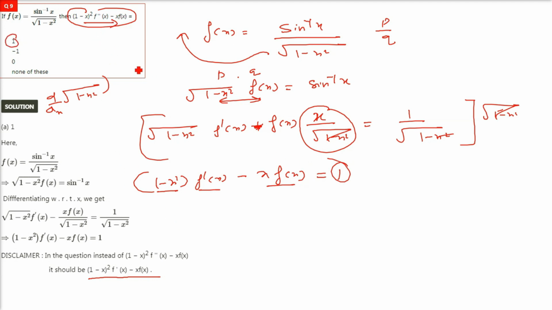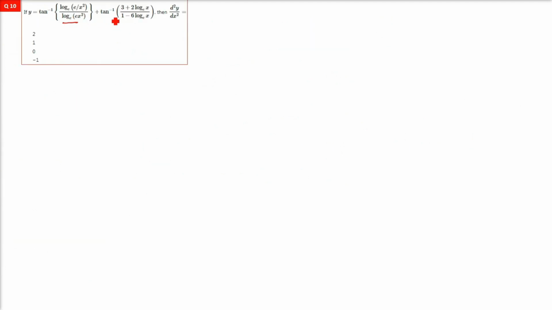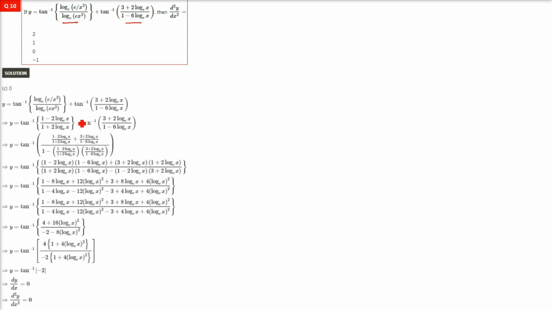So the question, I have told you what should be the right question. y is equal to tan inverse of this plus tan inverse of this, then d2y by dx2. So tan inverse a plus tan inverse b formula we are going to employ. So if you know this, you can do it by yourself. There is just simple differentiation which we already know.